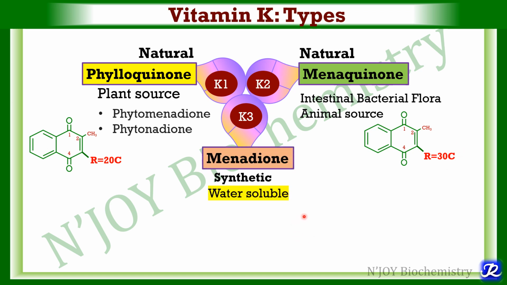The third form, that is K3, is called menadione. It is the synthetic form, it is the water soluble form. And this is the structure of vitamin K3. Here only hydrogen is present as a side chain. So these are the three forms of vitamin K: vitamin K1 phylloquinone, vitamin K2 menaquinone and vitamin K3 menadione.